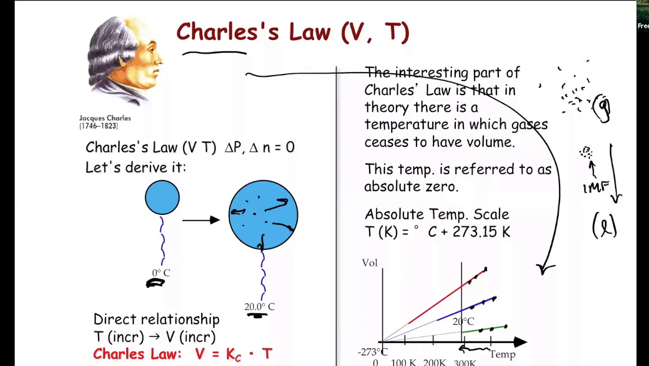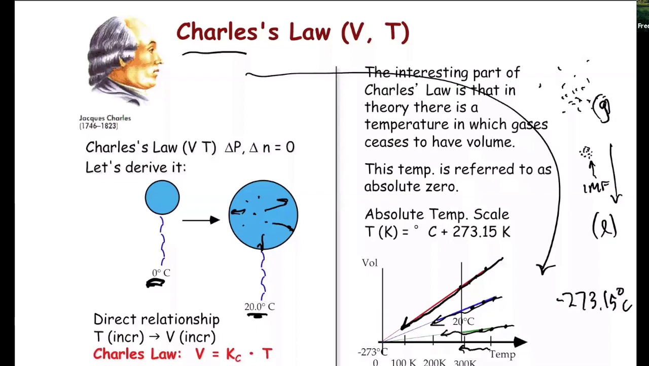So what Charles did was that, okay, well, there seemed to be a relationship here. Suppose we ignore the intermolecular forces. Suppose we extrapolate the volume of the gas as we keep lowering the temperature. Is there a limit in terms of at what temperature will the volume be zero? And in all the gases in which he did this calculation, he realized there was a limiting temperature. And that limiting temperature was minus 273.15 degrees Celsius.